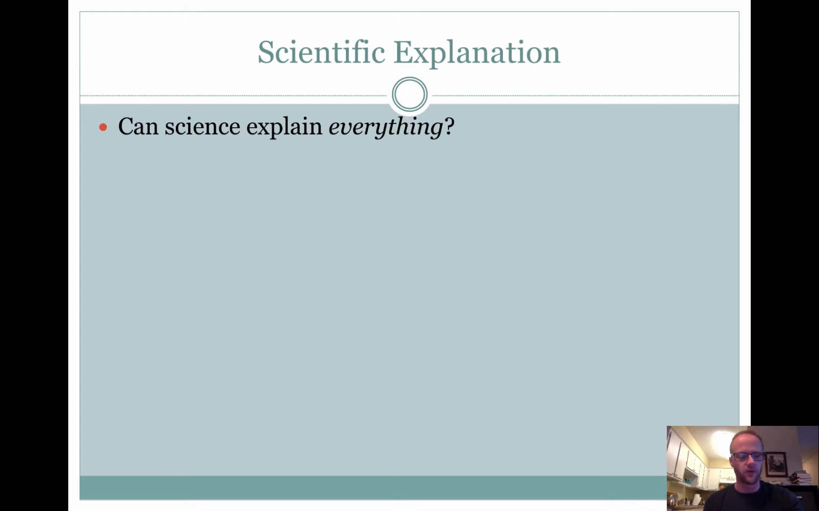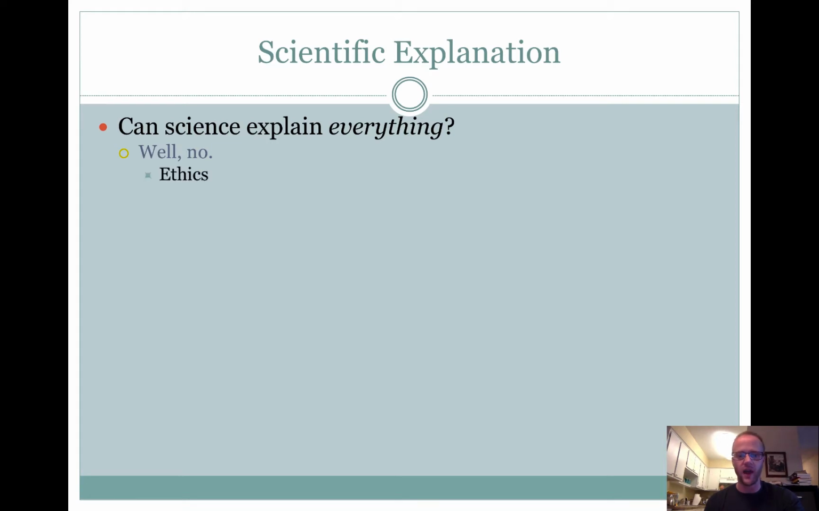Hey guys, this is part two of the scientific explanation lecture. So in the first part, we talked about what scientific explanation is, and if we can figure out what that is, how does it go about doing any explaining? Well, suppose we have that figured out, which we don't, but suppose we do. The next relevant question we want to ask is, can science explain everything? Lots of folks think that science can, but look, it can't.